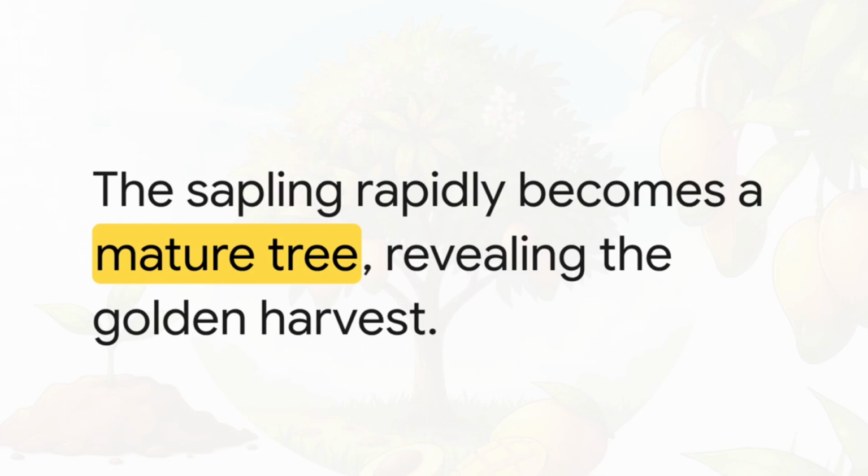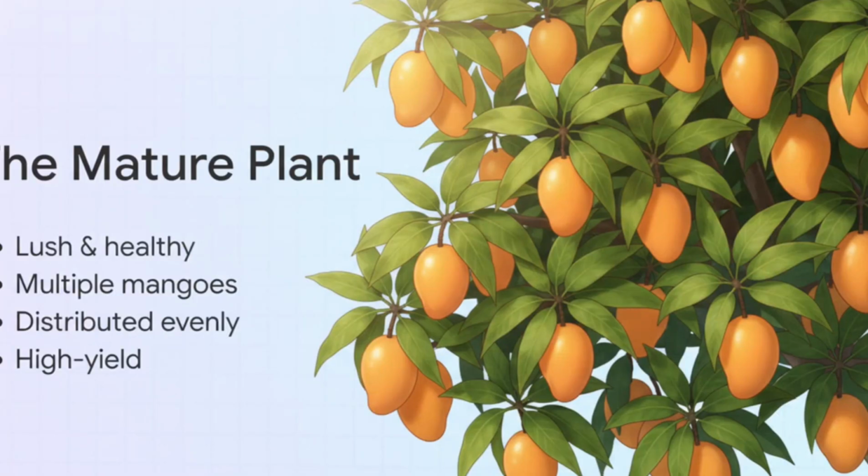Let's move to Phase 4, the golden harvest, and see how this all builds to the grand finale. Our little mango plant has grown from a tiny hidden seed into a sturdy sapling, and then rapidly into a full-size tree. So, the absolute crucial point here is that a successful transformation in this cinematic journey requires sheer abundance. Look at the characteristics of the final stage. The mature mango plant is lush, it's completely healthy, and, most importantly, it is naturally covered with multiple fully grown mangoes.